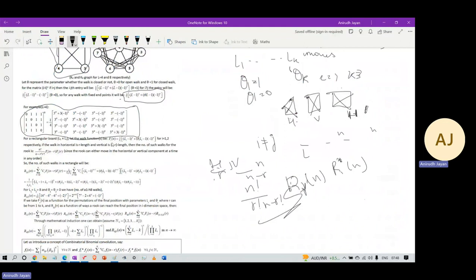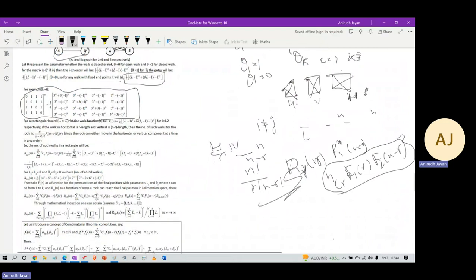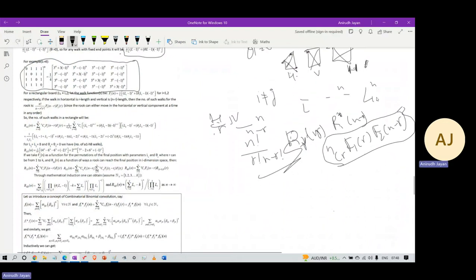Say F1 of n is the number of ways to move in one component of L1 and F2 for L2. Then you have nCr times F1 of R and F2 of n minus R. This will give you the number of ways a rook can move in a two-dimensional board of L1 cross L2 with R moves in horizontal and n minus R in vertical.